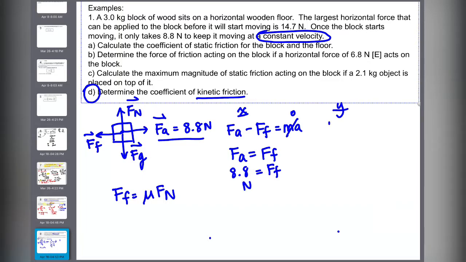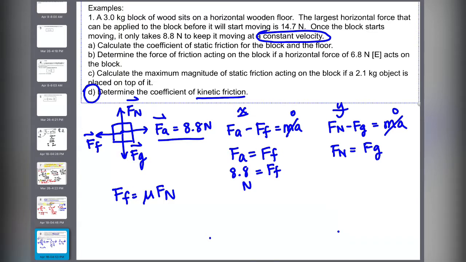Do the Y side. Up minus down. Net force. And we talked about it. Does it matter if it is up minus down or down minus up? It doesn't if there is no acceleration. So if you want to write Fg minus Fn equals 0, it doesn't matter because it will come out the same. So Fn is going to equal your Fg.